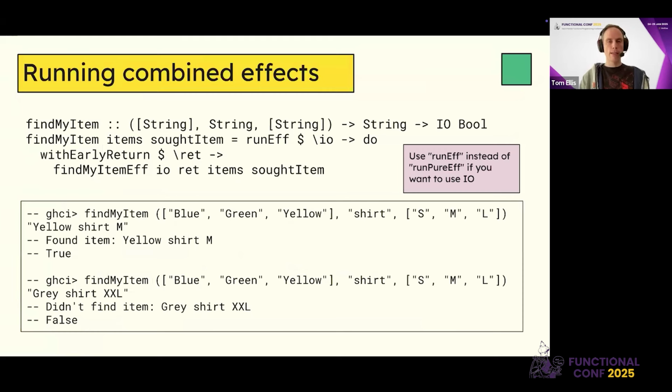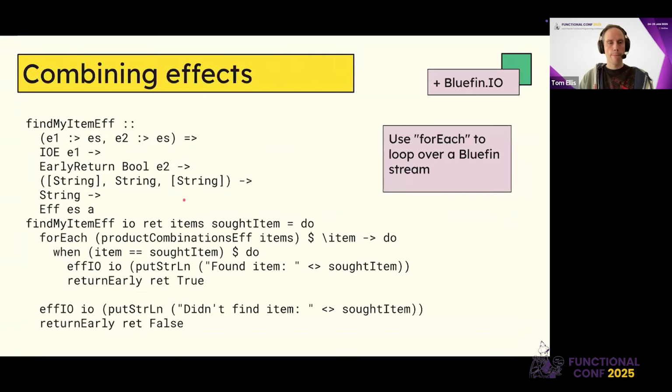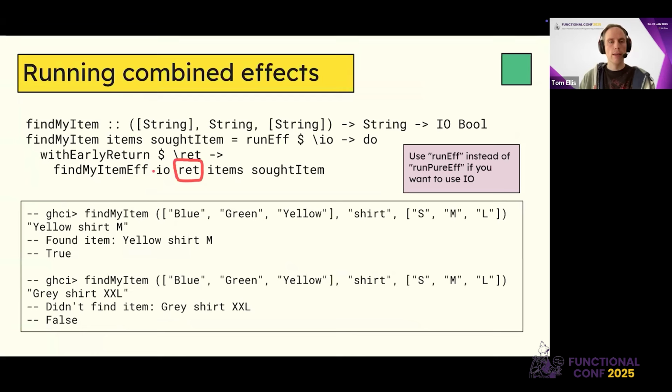When you're running some combined effects, so the function from the previous slide is here, findMyItemF. You bring the handles into scope with the handler functions. We've already seen withEarlyReturn in some previous examples. That brings into scope an early return effect. And because it's just a Haskell value, we can just pass it in as the argument to findMyItemF. So if I go back and show you the type of that function, findMyItemF, well, the second argument of findMyItemF is this early return thing. So we can just pass that in as an argument. It expects the capability or the handle to be able to return early with a Bool, with true or false. So that's what we're passing in here.